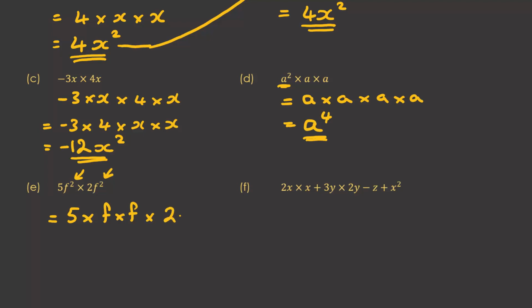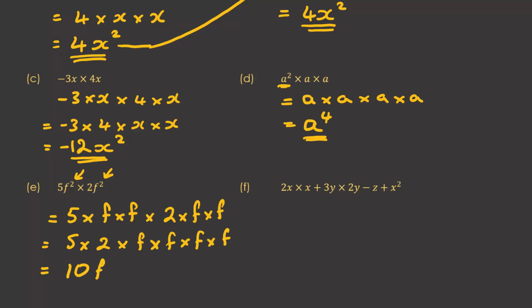And then we've got 2 times f times f. Bring the numbers to the front. And then we've got all of the f's after that. And 5 times 2 is 10. And then we have f to the power 4. So when we do f squared times f squared, that's f to the 4. And if you can remember that we just add up these indices, that's going to give you a shortcut.